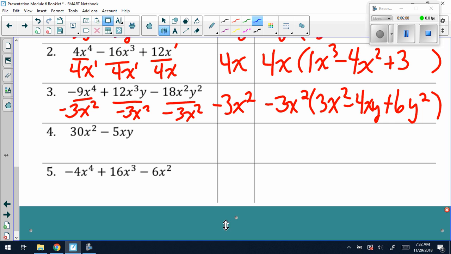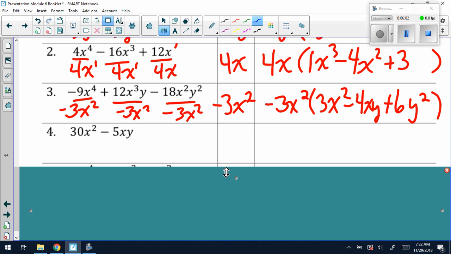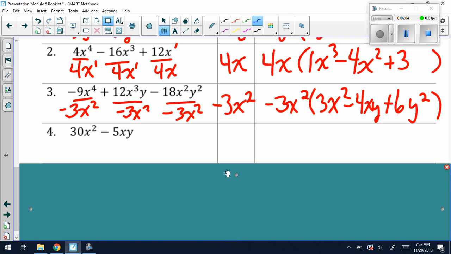Okay, example 4. 30 and 5. 5 goes into both of those, so my GCF is 5. And then I've got an x squared and an x. The lowest exponent there is 1, so just x. And the y is not common.